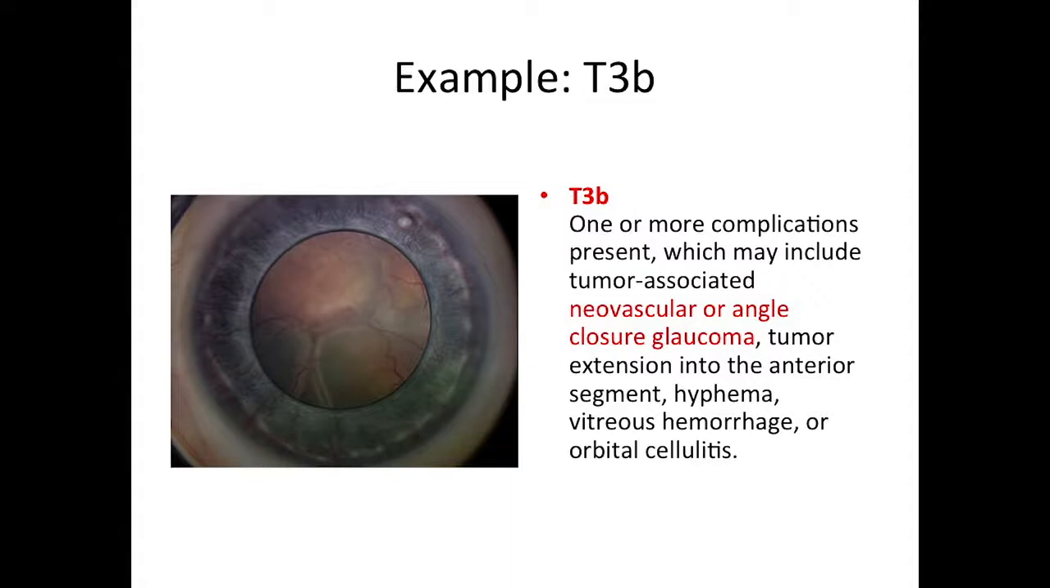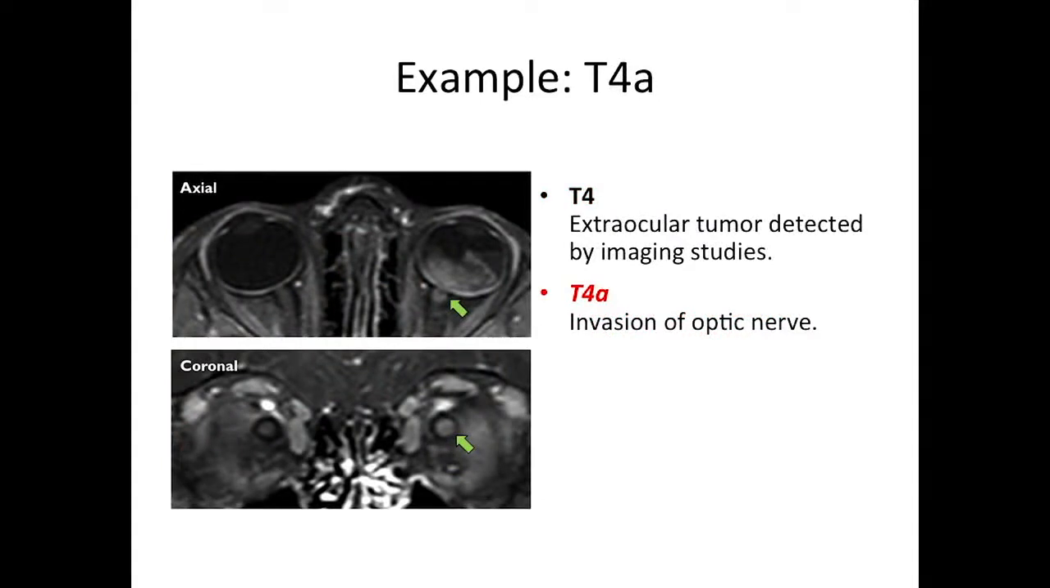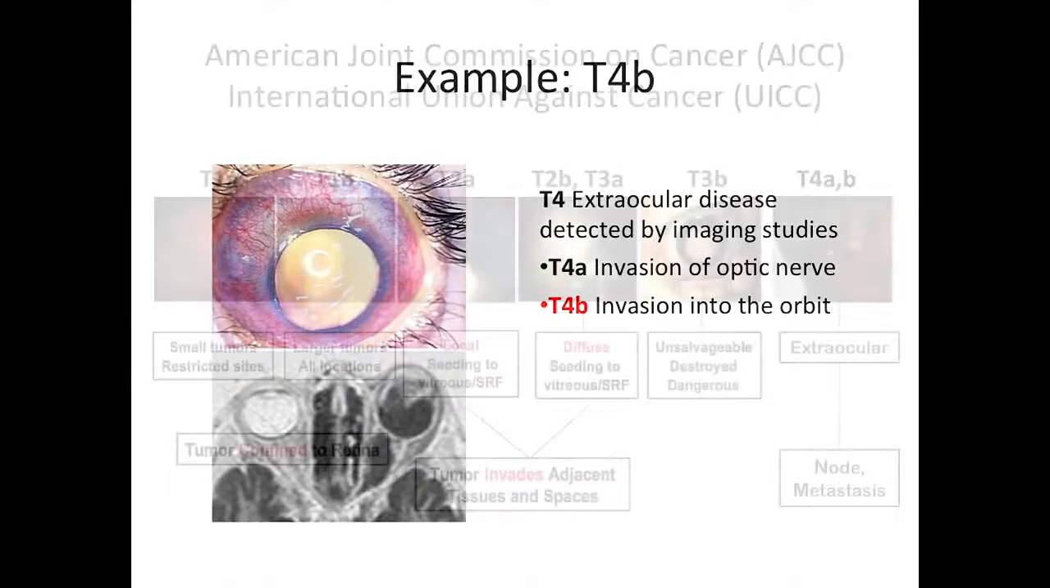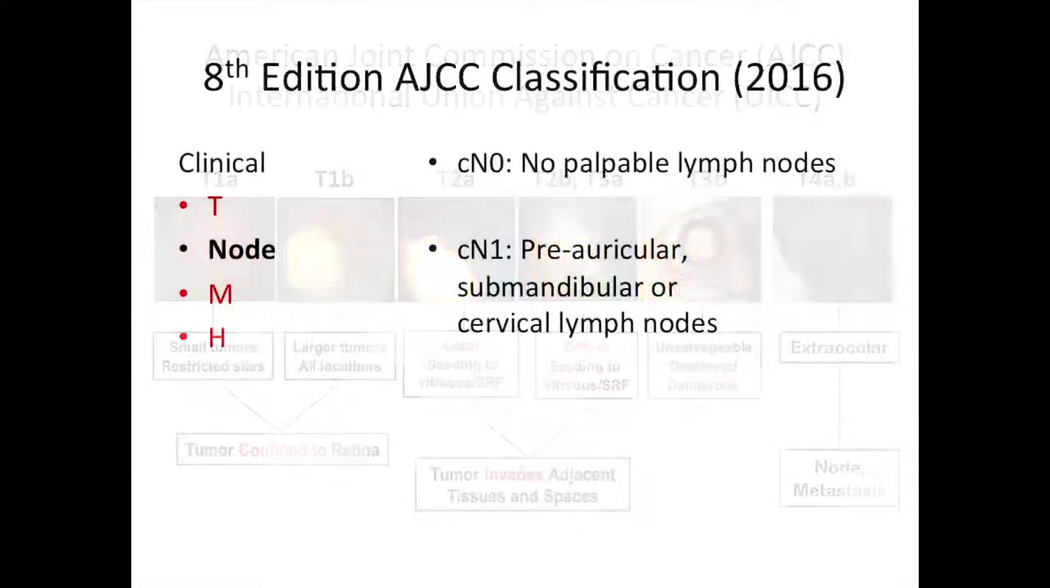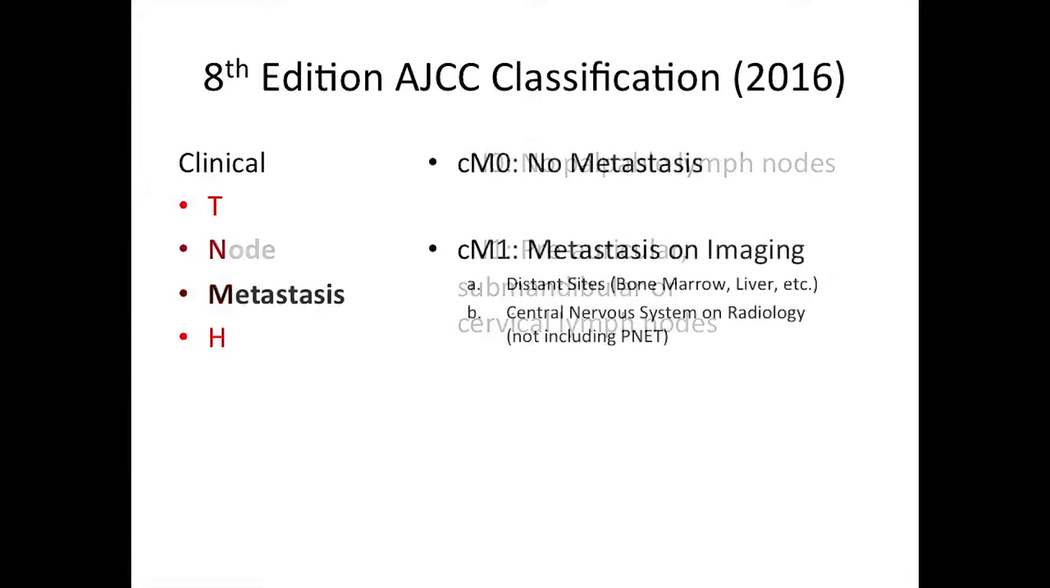next slide actually. So when you have one or more complications like neovascular glaucoma, tumor extension into the anterior segment, hyphema, vitreous hemorrhage, or orbital cellulitis. And T4 is when you have extraocular tumor detectable on imaging studies, like invasion of the optic nerve and tumor into the cortex. And this is where the T4 came in. So extraocular disease is T4. In the nodes, we have no palpable nodes, and cN1 is where you have preauricular, submandibular, or cervical nodes. No metastasis versus metastasis on imaging, that is distant sites, versus CNS, that is A and B.